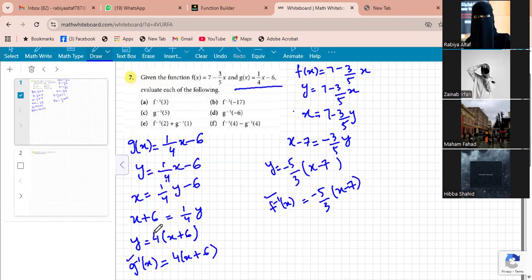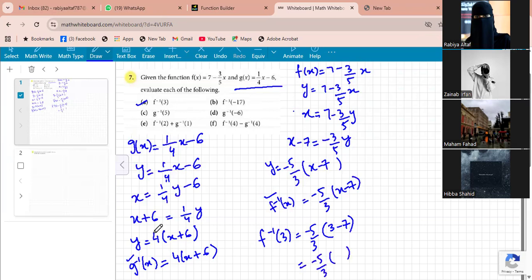Now please look at the question. First part is f inverse of 3. Means in this inverse function, we need to put 3 at the place of x. This is our inverse function. Put 3 at the place of x and tell me your final answer. This will be minus 5 upon 3. At the place of x, we will write 3 minus 7. Okay, now you need to solve this bracket first.